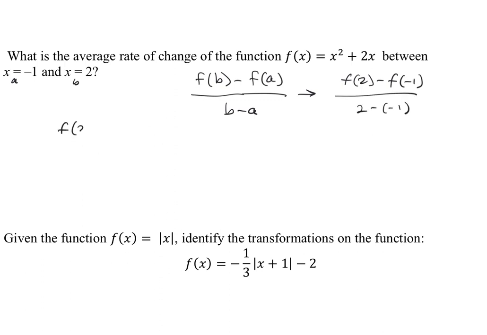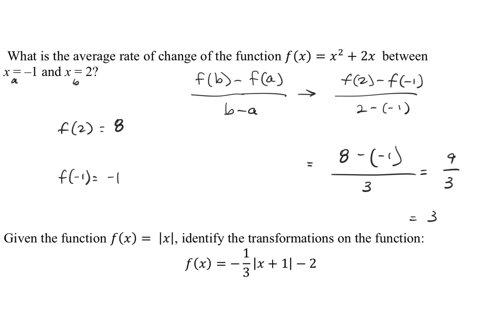So all we need to do is find f of 2 and f of negative 1. So f of 2, 2 squared is 4. Over here, 2 times 2 is 4. 4 plus 4 is 8. F of negative 1, squared is 1. 2 times negative 1 is negative 2. 1 plus negative 2 is negative 1. So f of 2 we replace with an 8. F of negative 1 we replace with negative 1. 2 subtract negative 1 is 3. 8 subtract negative 1 is 9. 9 divided by 3 is 3.